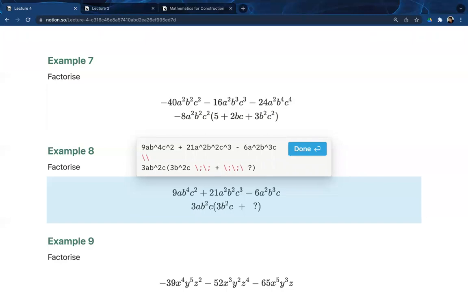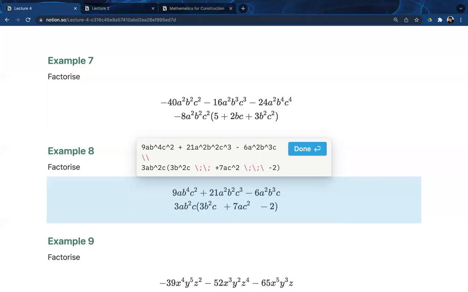This would be positive. 3 by 7 is 21. I need 2 A's, but I have 1 A. So I need another A here. B squared by B squared, C by C squared will give you the C cube, right? All right. Need a minus sign here now.